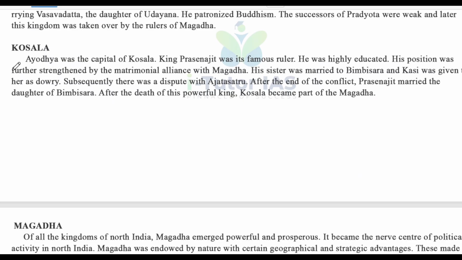Next one is Koshala. Ayodhya was the capital of Koshala. King Prasenajit was its famous ruler. He was highly educated, and his position was further strengthened by the matrimonial alliance with Magadha. His sister was married to Bimbisara, and Kashi was given to her as a dowry. So here is the entry of Bimbisara, and subsequently there was a dispute with Ajatashatru. After the end of the conflict, Prasenajit married the daughter of Bimbisara. After the death of this powerful king, Koshala became part of Magadha.